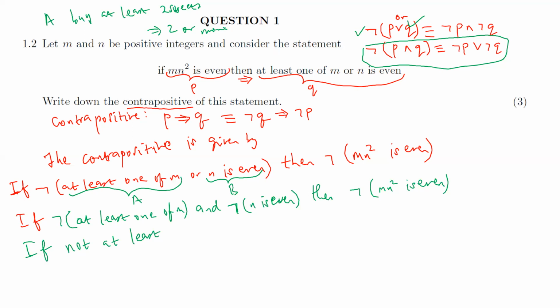Okay, so if you're saying at least one, it means one or more. So then you come here and say, if not at least one of, this is the safest way to write it, but there are many ways, as I said. Now, not at least one of M, and not n is even.